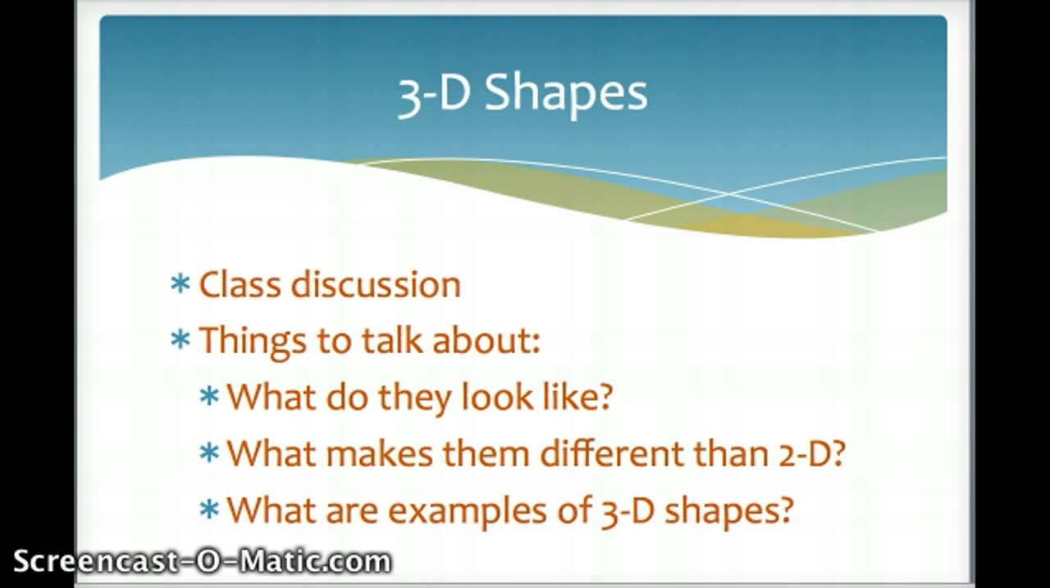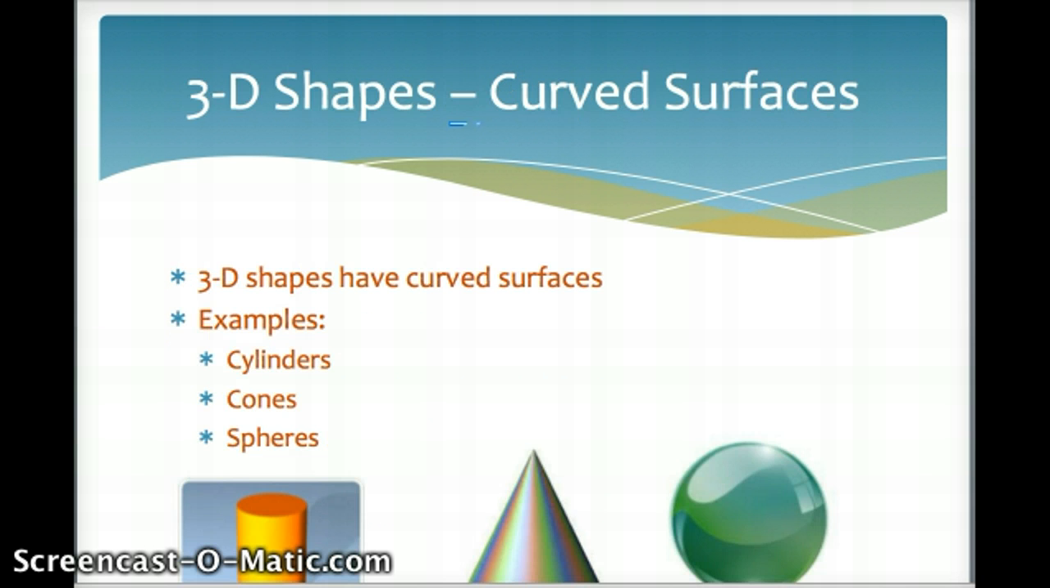So in this discussion, we're going to have our class discussion first. We're going to talk about what 2D shapes look like, what 3D shapes look like, what makes 3D shapes different than 2D shapes, and what are some examples of 3D shapes that you can think of that you want to share with the class. And we will also look at some 3D shapes in this class as well.